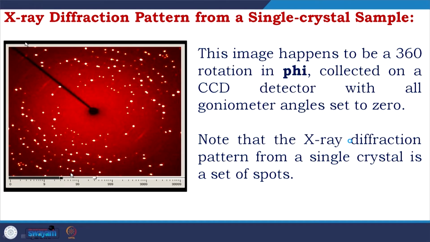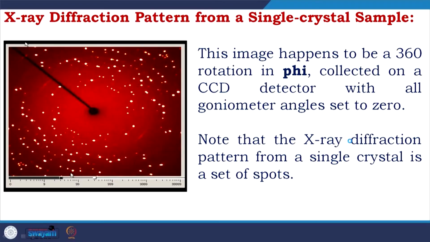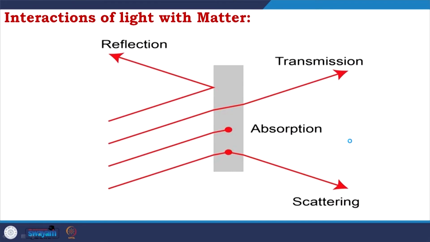We will see how the image happens to be a 360-degree rotation in phi collected on a CCD detector with all goniometer angles set to 0, which we talked about: how we could change the angles to make it fixed and aligned, because alignment is very critical. If you don't align it, then with the rotation the crystal will lose the main contact with the beam and you will not get data. So, we did the alignment, and if you look at the X-ray diffraction pattern from a single protein crystal, you will get a set of spots and we will look at their relation.